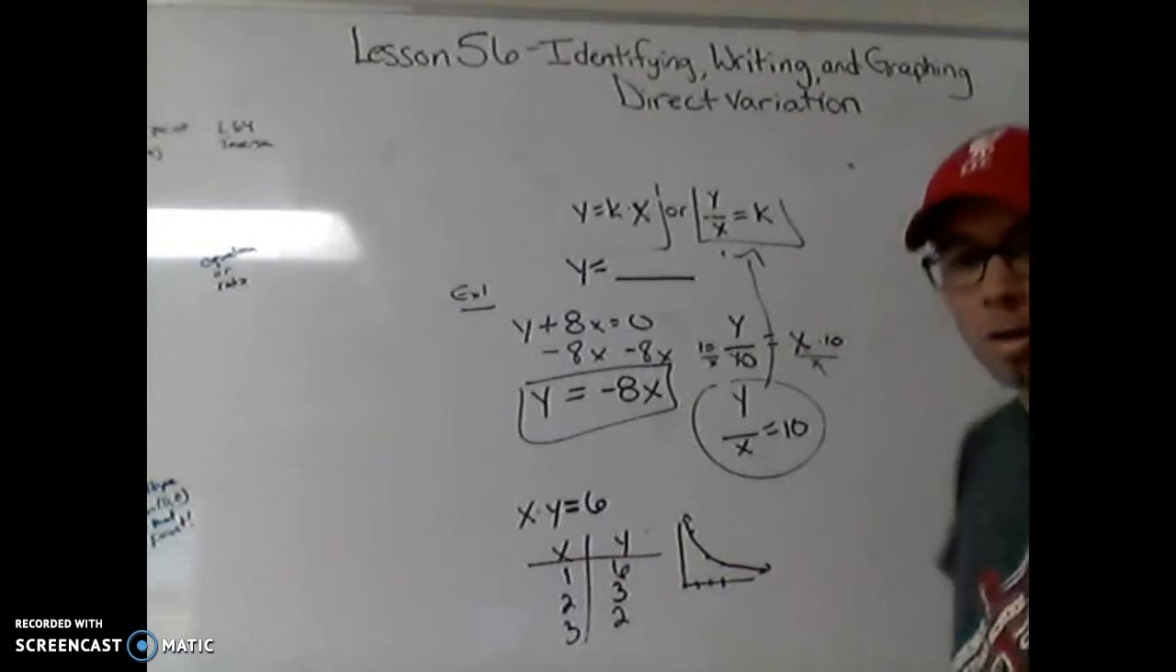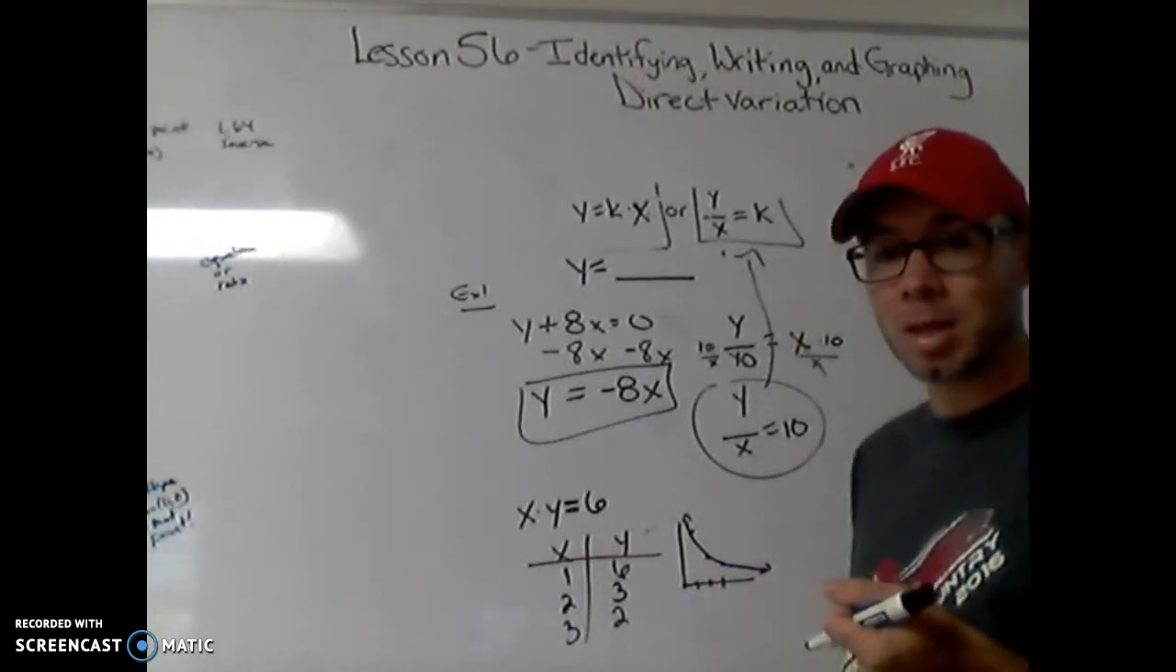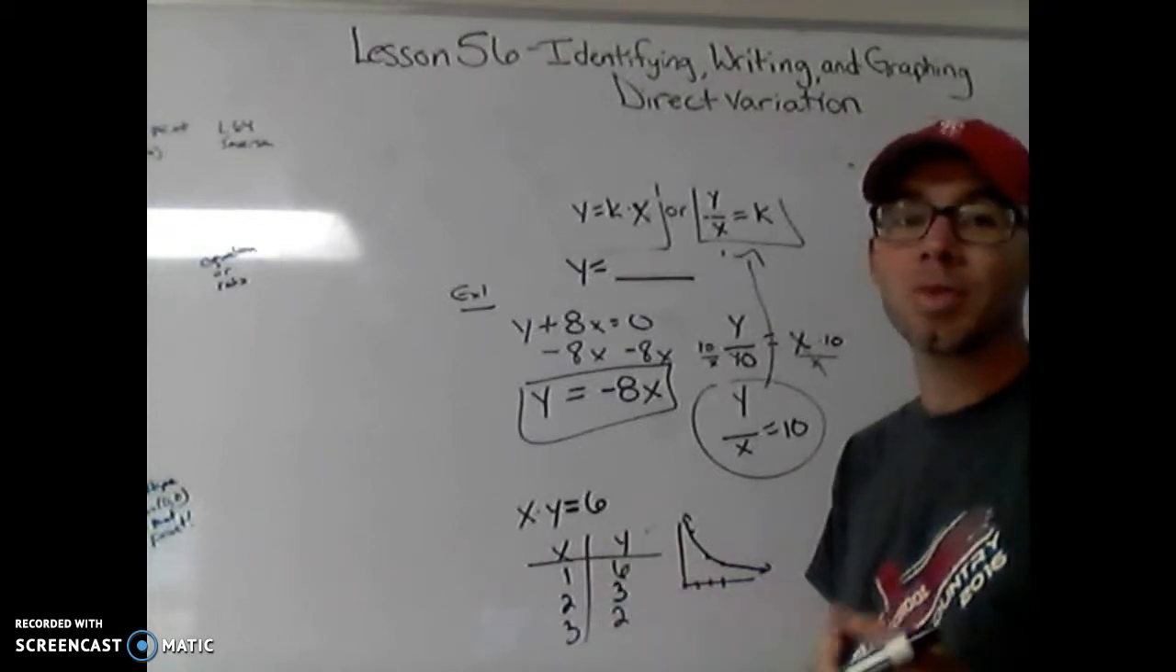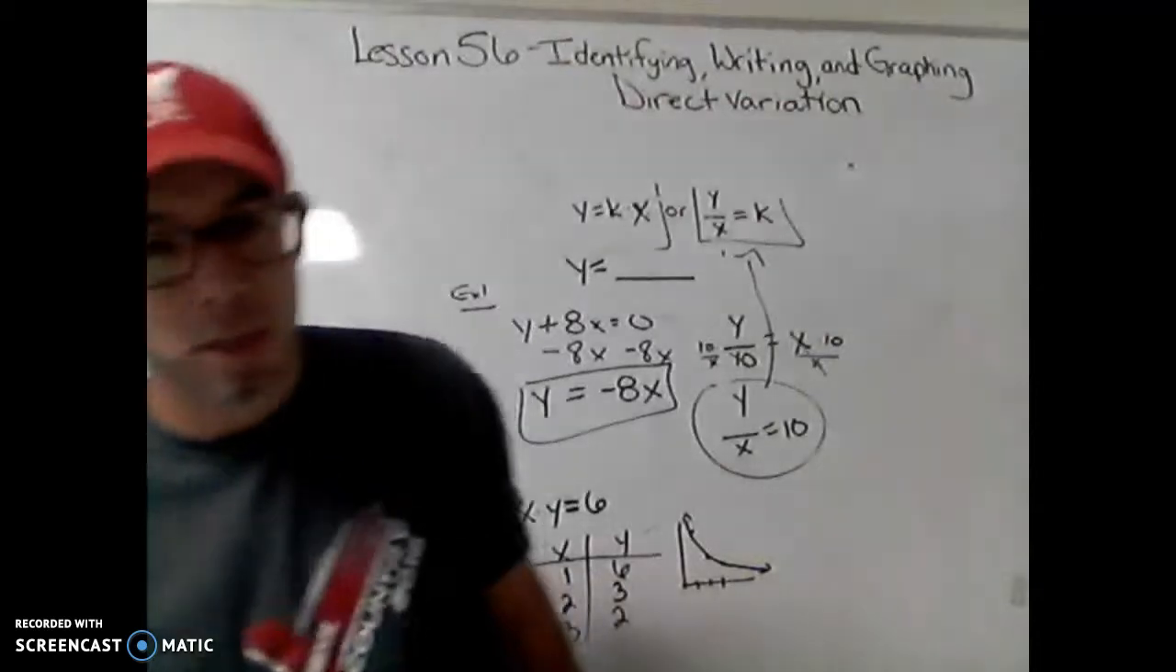It's going to make a curved line, which is an obvious indication that we are not dealing with direct variation. Direct variation always gives you a straight line on the graph. Okay, I'm going to clear the board again and go to the other examples.